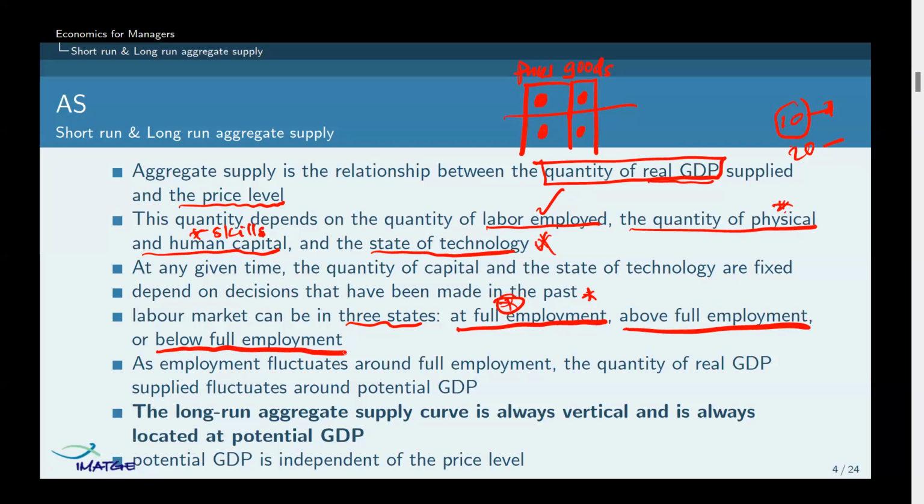One of the reasons why we experience a boom in the economy, a slump or a recession, and then a boom again, over and over again, is because of the fluctuations in employment levels. So the long run aggregate supply curve is always vertical and is always located at the potential level of GDP. The key point to note here is that the potential GDP is independent of the price level. It does not depend on the price level. I will show you why I am saying this.